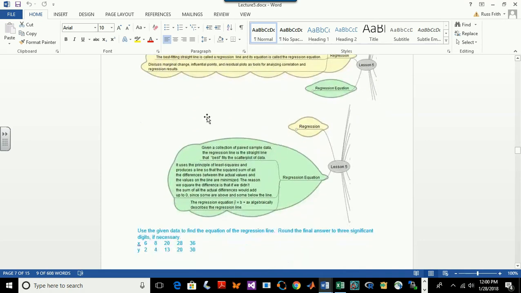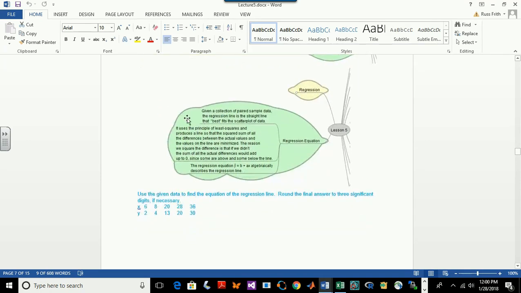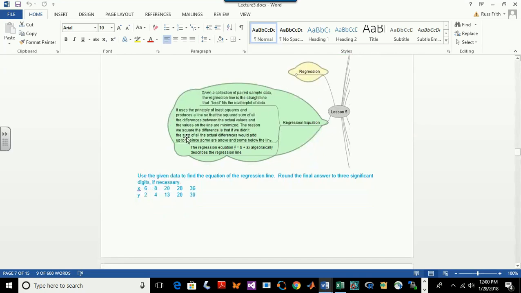Given a collection of paired sample data, the regression line is the straight line that best fits the scatter plot of data. It uses the principle of least squares and produces a line so that the sum of the squared differences between the actual values and the values on the line is minimized. The reason we square these differences is that if we simply summed the actual differences, they would add up to 0, since some are above and some are below the line. So what the least squares does is this. I'll show you.